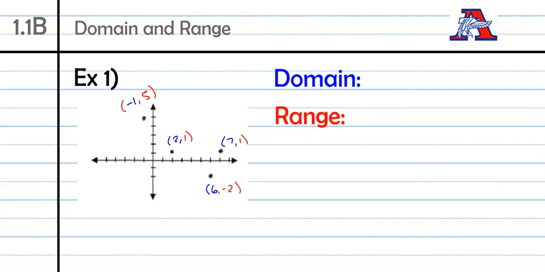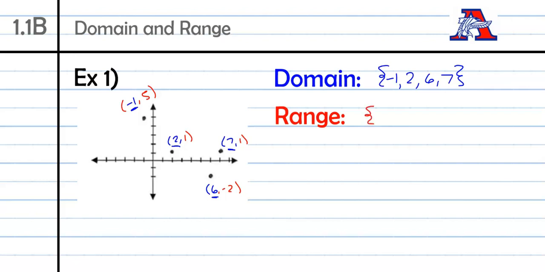The reason why I kept switching colors is because all of the blue numbers I wrote down were x values. And remember, x values are our domain. So in this case, there's 4 inputs, 4 different x values used in the graph. We're just going to list them, and I always go left to right. So I'm going to start with -1, 2, 6, and 7. That's our domain. Those are all of the possible x values. Nothing else. There aren't any other points on our graph.